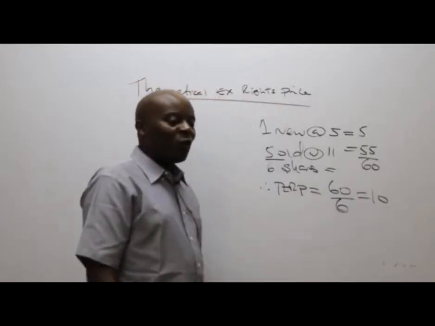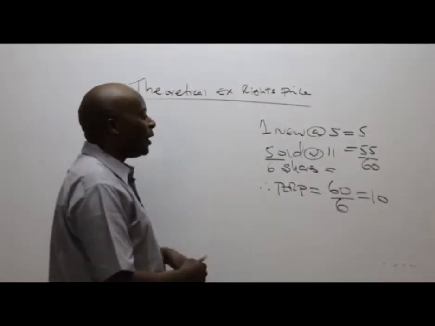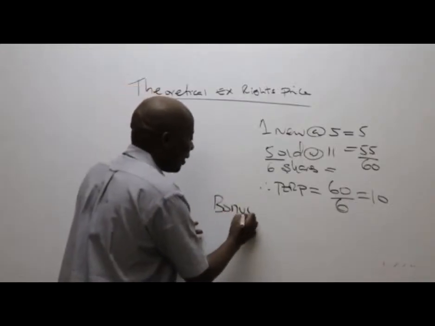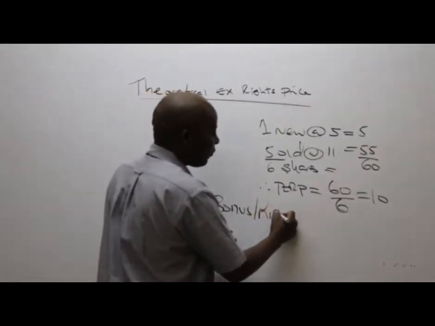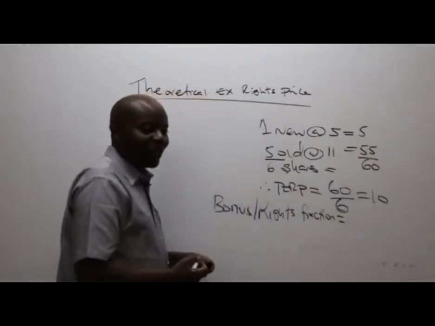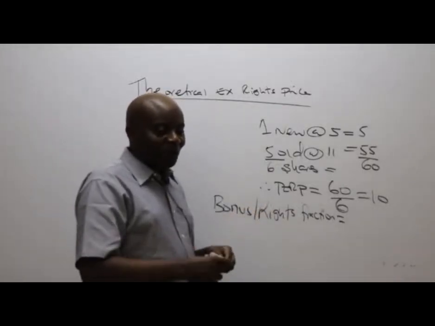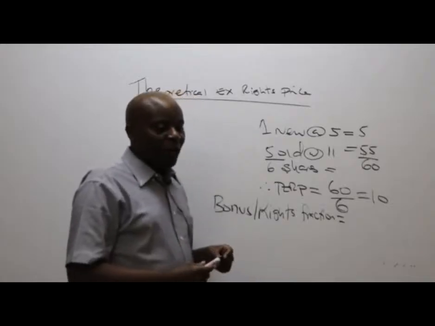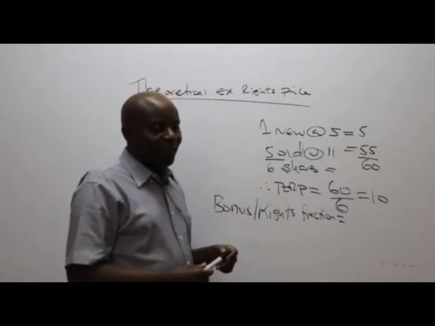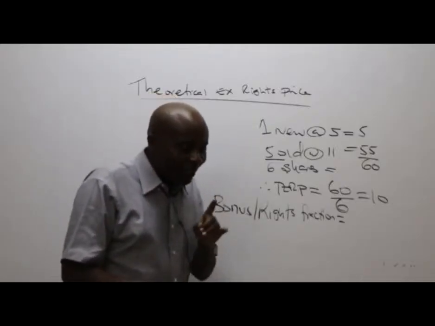And then, ladies and gentlemen, once you have given me this theoretical ex-rights price, I know there is a very important fraction. This one we call the bonus, or the rights fraction, that I'll be using in my EPS calculation. Is there somebody who can remind us the formula for the bonus stroke rights fraction? Nobody is talking, but I've seen Alex Mokua.